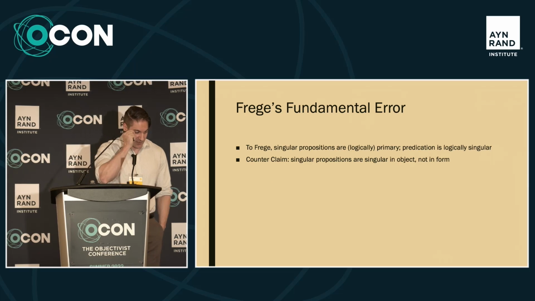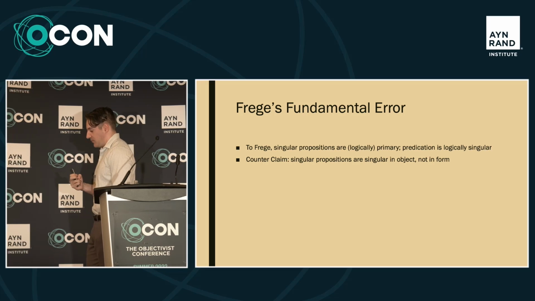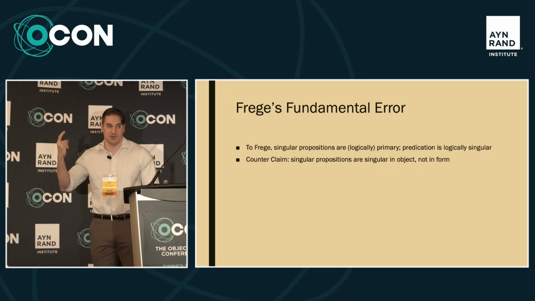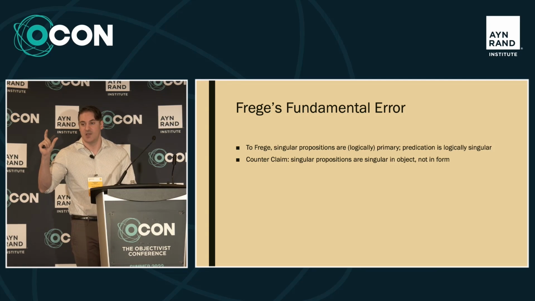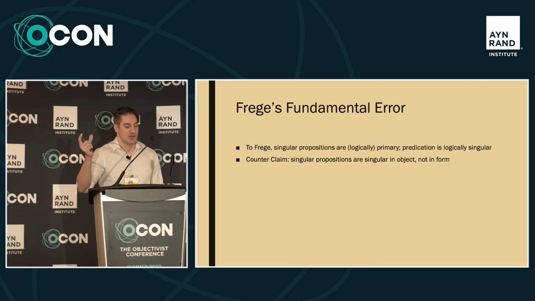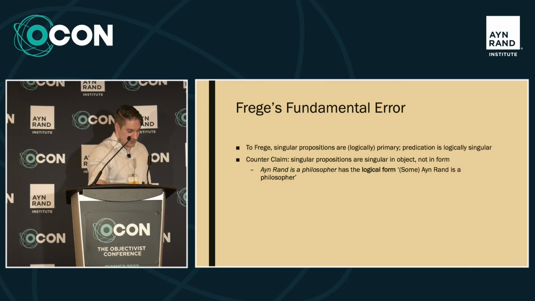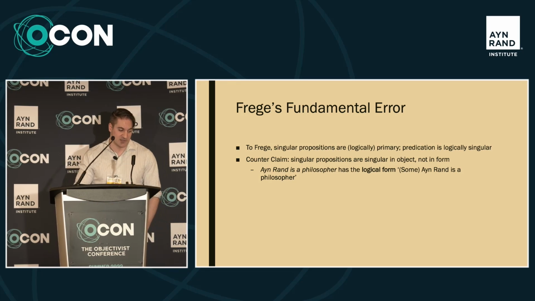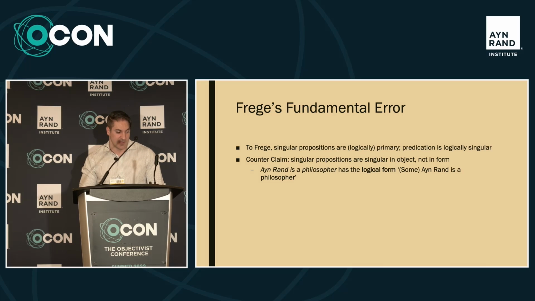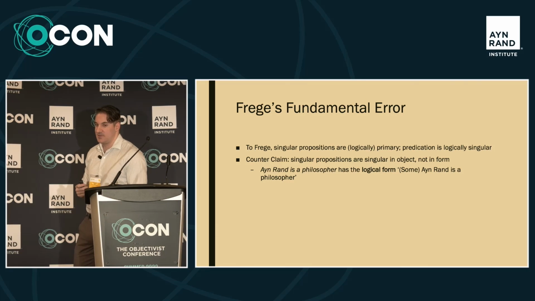My counterclaim is that singular propositions are singular in object, but they're universal or general in form. So Frege's got a kind of confusion between object and form going on in his logic. What do I mean by that? Well, I think the logic of an English sentence like "Ayn Rand is a philosopher" actually has the logical form "Some Ayn Rand is a philosopher." So why do I think that?